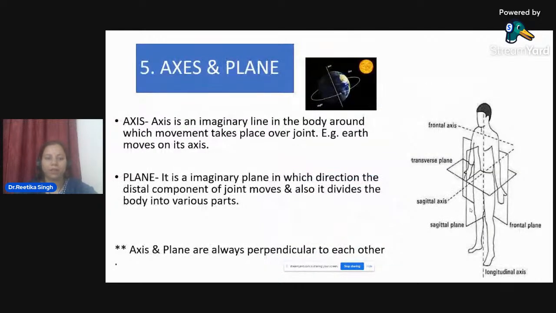Axis and plane. We all have studied in physics about the axis and the plane. Axis is an imaginary line in the body around which the movement takes place. Earth moves around its axis. Plane is an imaginary surface in which the direction of the distal component of a joint moves, and it also divides the body into various parts. Axis and plane both are perpendicular to each other.